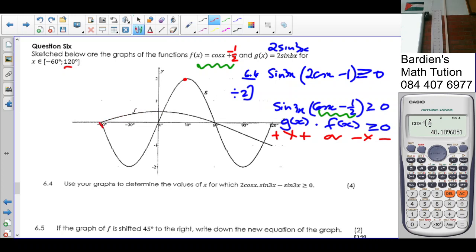What do you notice here, starting at negative 60? One is positive, one is negative. When is the graph negative? When it's below the x-axis. There's a y-value that is negative; if it's above, it's positive. So in other words, both graphs must be on top at the same time, or both must be at the bottom at the same time. From negative 60 till 0, one is on top, one is at the bottom. That's not what we're looking for.